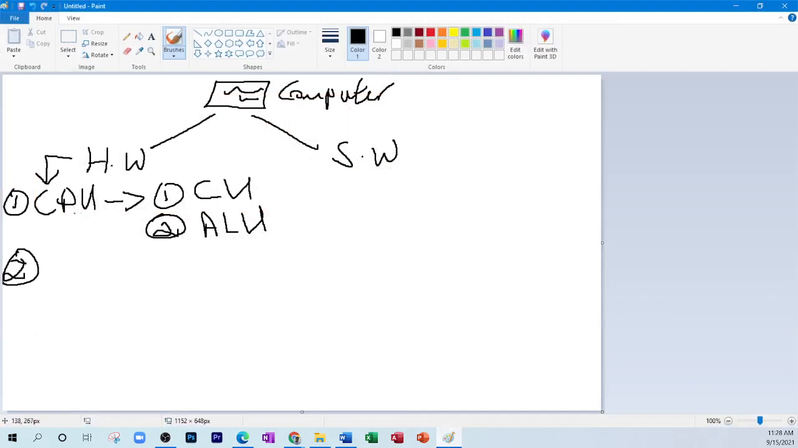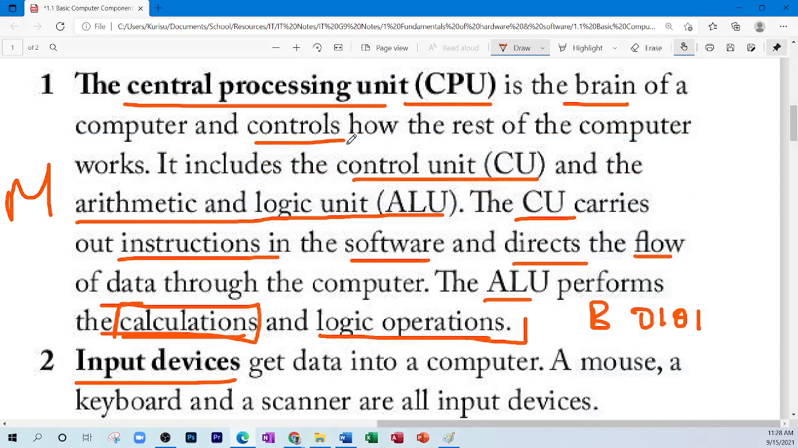Good. So that is the first category, the CPU. The CPU is what controls the computer, the brain of the computer. The CPU has two parts: the CU, which does instructions and directs the flow of data, and then lastly the ALU, the arithmetic and logic unit, which does calculations.